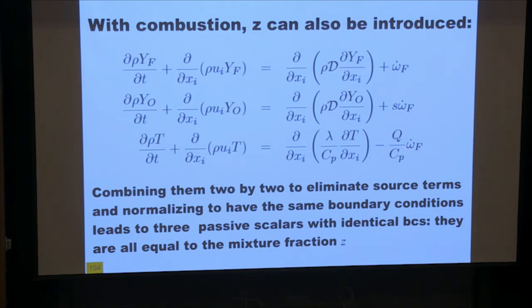So these equations are not really convenient because they are not passive scalars. They have source terms. No, we don't like that. But what can we do? You see here, all the source terms are proportional to omega dot F. So I can take the first equation, multiply it by S, and subtract it from the second, so that the source terms will go away. And I can do the same thing with these two and with these two. I just have to combine the equations and so bring, I would say, new variables.